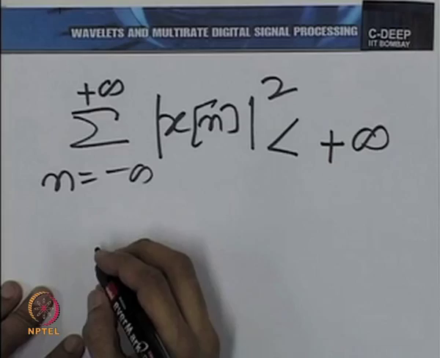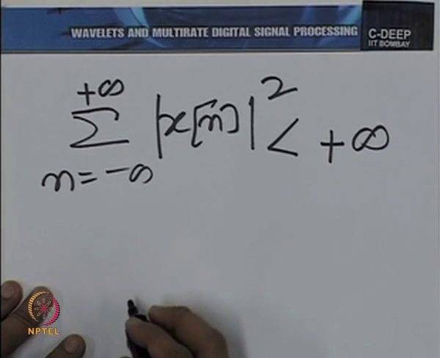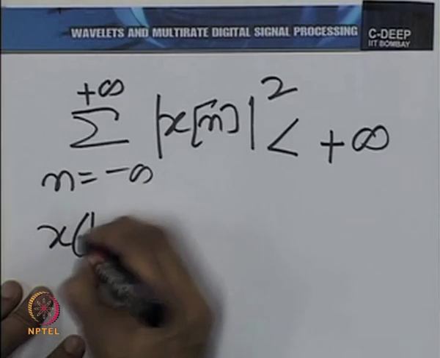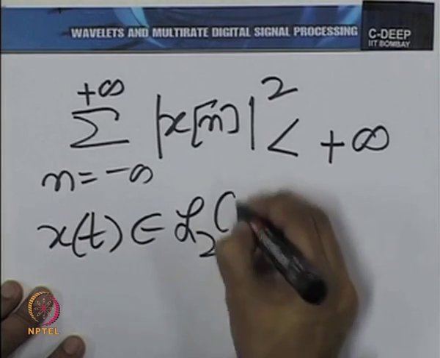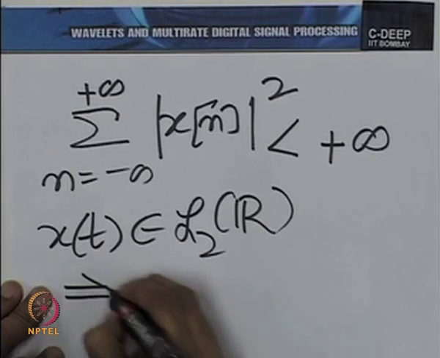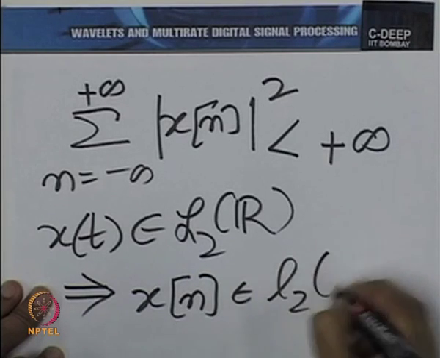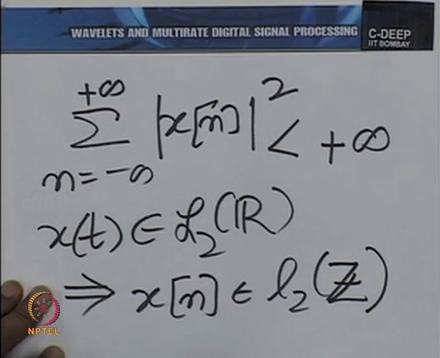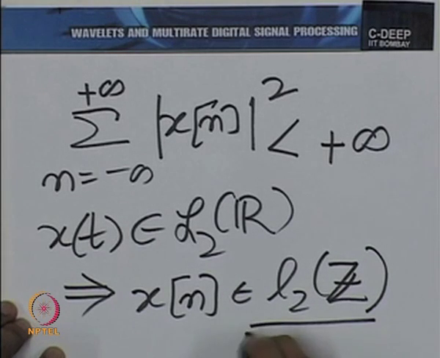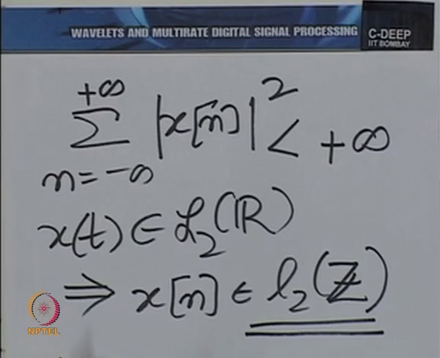and therefore, we use a term for this. We say x t belongs to L2R implies x of n belongs to small L2Z. So, we introduce this notation. This is a new term we have introduced, small L2Z. So, small L2, see, just as you have capital L to denote spaces with continuous arguments, you have small l to denote spaces with discrete arguments.